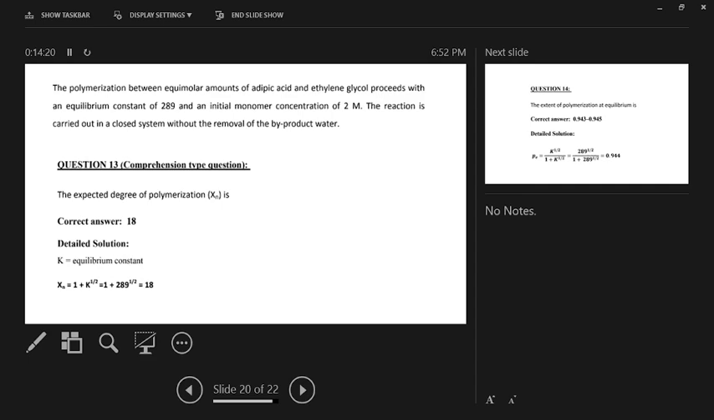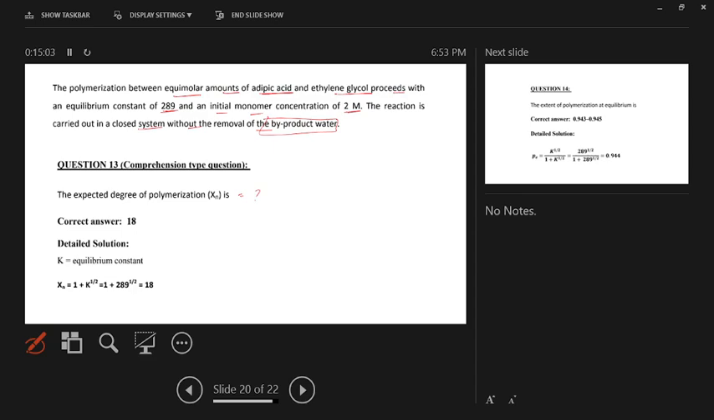Okay, now question number 13. The polymerization between equimolar amounts of acetic acid and ethylene glycol proceeds with equilibrium constant 289, and starting monomer concentration is 2. The reaction is carried out in a closed system without removal of byproduct. So you are not able to remove the byproduct. So what will happen? We need to find out the expected degree of polymerization.